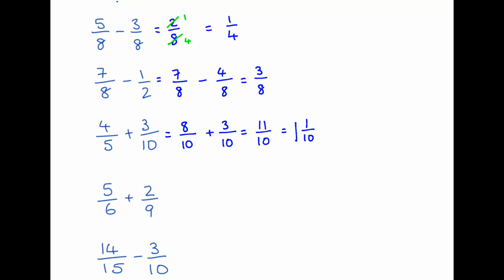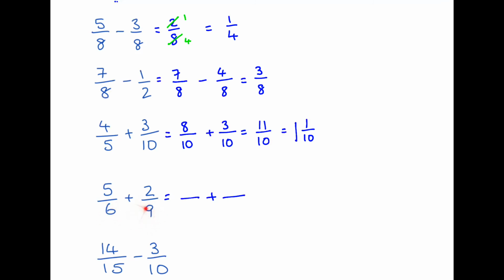Okay, either of these two answers is correct, but sometimes the question tells you what form to give your answer in. So you need to be able to do it both ways. Okay, so the next one. So this time we're adding again. And we need to create equivalent fractions for these 6ths and 9ths.